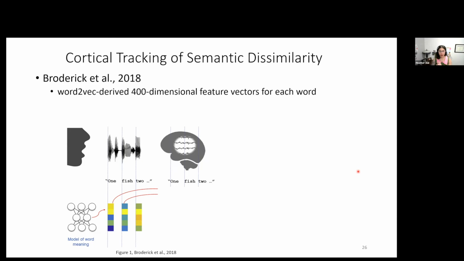So you get these 400-dimensional feature vectors, and words that are more semantically similar to each other have more similar feature vectors. So what they're doing here is taking these feature vectors, and in this figure from their paper, what they're doing is taking the current word and looking at how correlated its feature vector is with previous words in the sentence. And then to get dissimilarity, they're subtracting that from 1. So ultimately you end up with a scale of 0 to 2. And the higher the number is, the less similar the words are. So for the, let's say, second word in this sentence or third word in this sentence, you're taking the average of the feature vectors for all preceding words in the sentence. And then they take this semantic dissimilarity value and they feed it into the temporal response function to get an idea of the cortical tracking of that semantic dissimilarity measure.